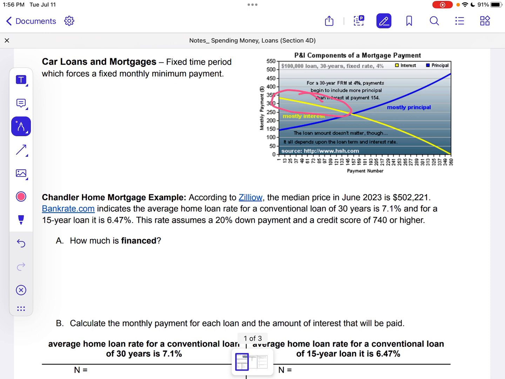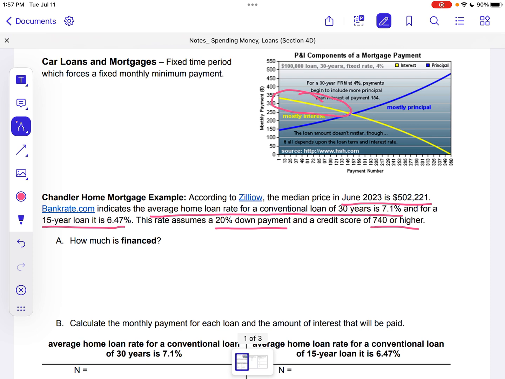All right, so we're going to dive right in and look at a mortgage problem. If you go to Zillow, about a month ago in June, the median price of a house was $502,221. The average home loan rate for a 30-year loan was 7.1% and for a 15-year loan was 6.47%. Those are the typical two lengths of house mortgages you have. We are assuming that you're putting a 20% down payment and you have a decent credit score. Credit score does come into play with what sorts of loans you can get, and how much money you're willing to put down on the house may also impact the rate of your loan.